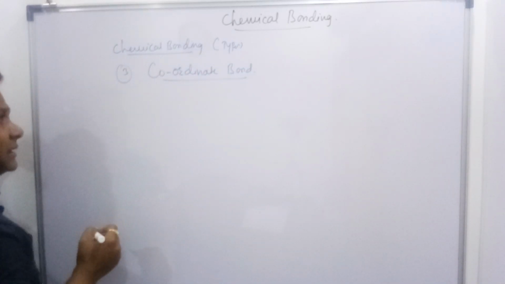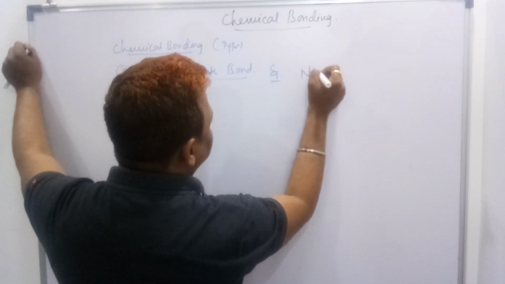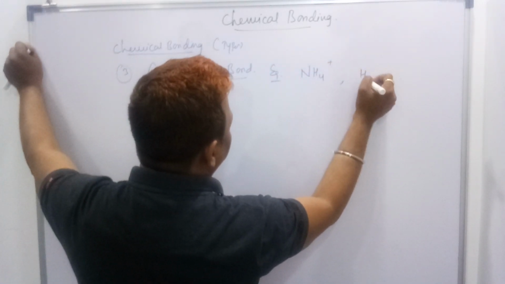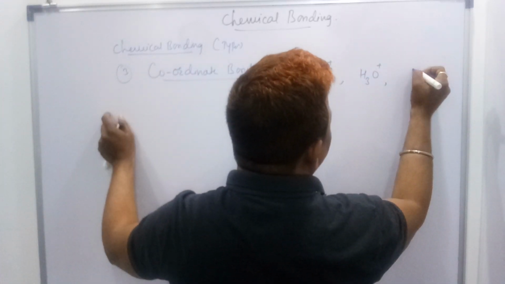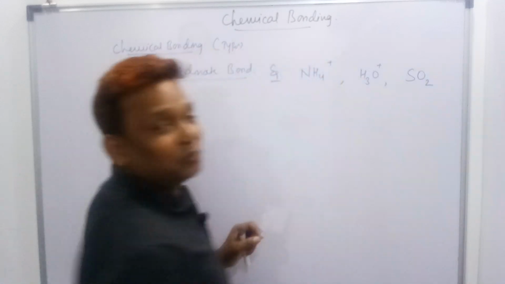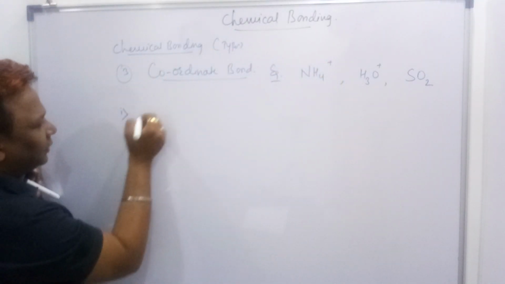Here I want to take a very simple example of coordinate bond. That example is nothing but the ammonium ion. The second example we will check is the hydronium ion, and a very extraordinary example we will check with the SO2 molecule. So let us go with the ammonium ion. The first example, formation of ammonium ion.